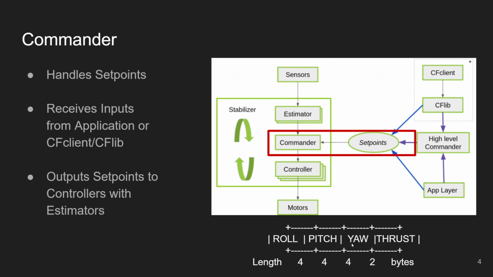Here's an example of the commander communication protocol. As you can see, there's 4 bytes for the 3 major axes of movement, and then there's also 2 bytes for thrust. So this is what's used to communicate over CFlib. This kind of packet is what you'd send. Now we'll go ahead and look at the code of what a commander would look like.